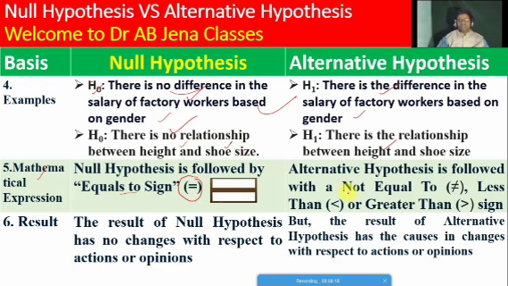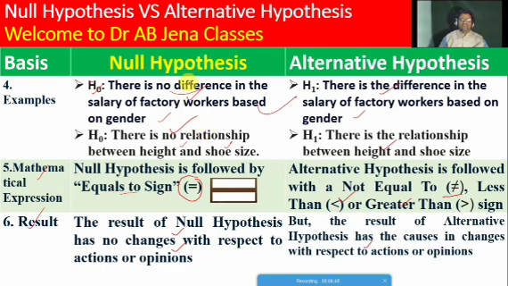So in the case of the alternative hypothesis, it is followed with a not equal to, less than, or greater than sign. Next, the basis of comparison point is the result. The result of the null hypothesis has no changes with respect to actions or opinions, but the result of the alternative hypothesis causes changes with respect to actions or opinions.